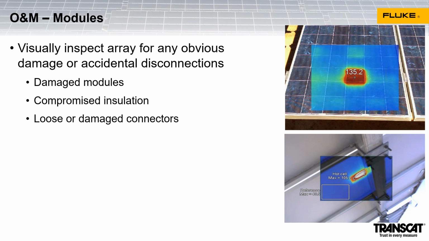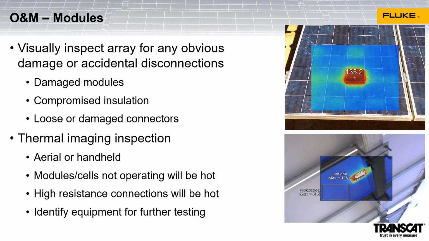Broken glass, obviously, is very easy to see. Loose or damaged connectors can be hit or miss. You may be able to see those easily, especially if it's a burnt out connector. Ones that are loose or have some internal damage may be more challenging to see. And that's where thermal imaging comes in well. We'll see a picture of a connector with a thermal image in a minute here.